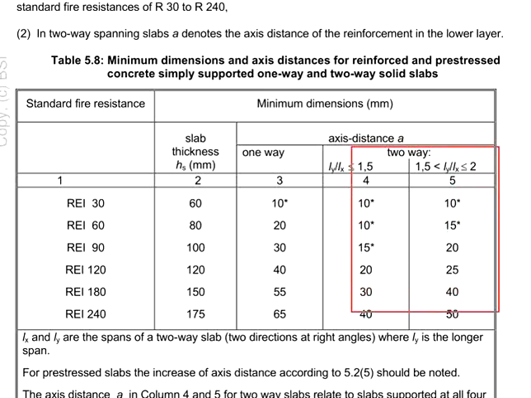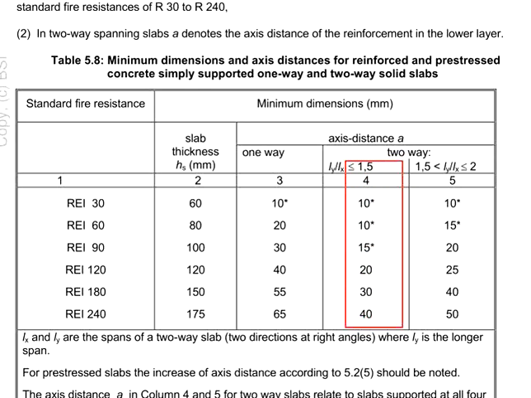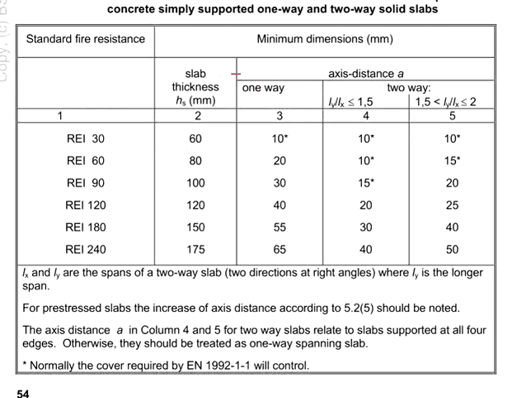Among the two-way slab, there are 2 different groups separated by Ly per Lx equals 1.5. If it is less than 1.5, you refer to this column, and if it is more than 1.5, you refer to this column. Exceeding 2.0, then that will be the one-way slab. Especially the definitions of the one-way slab, try not to get confused.